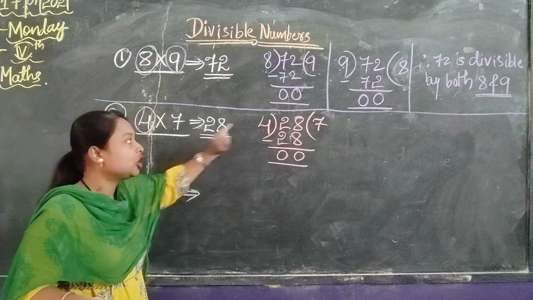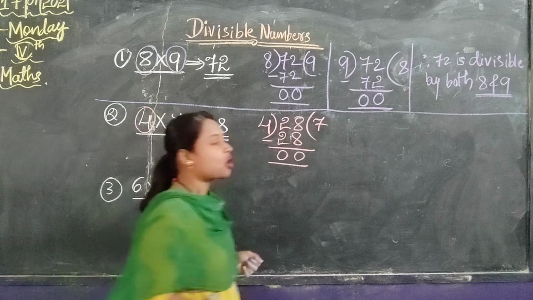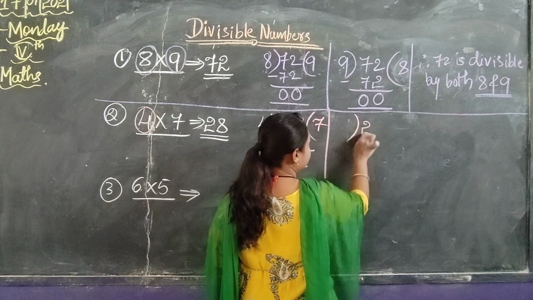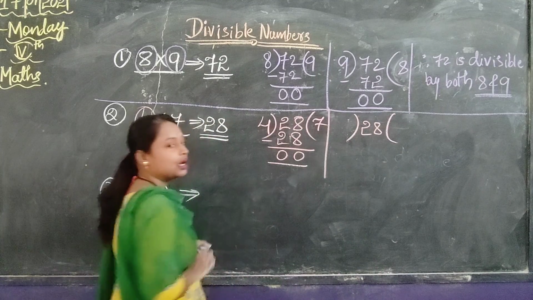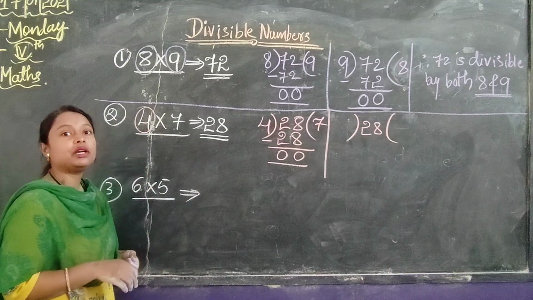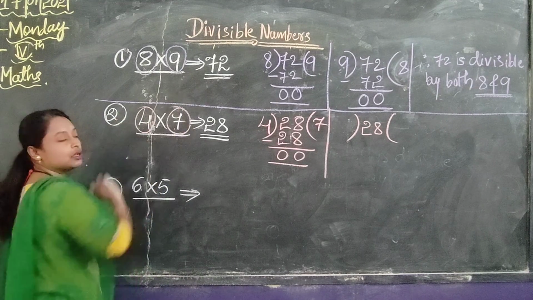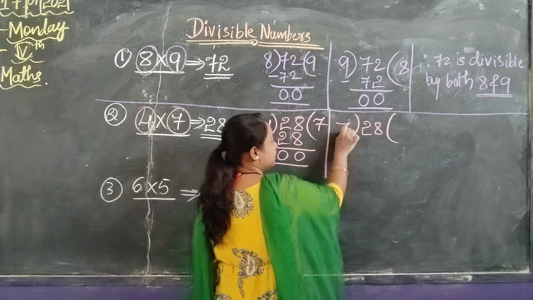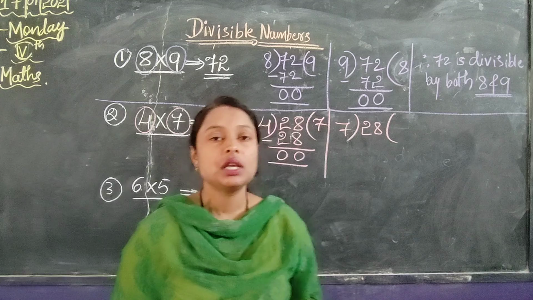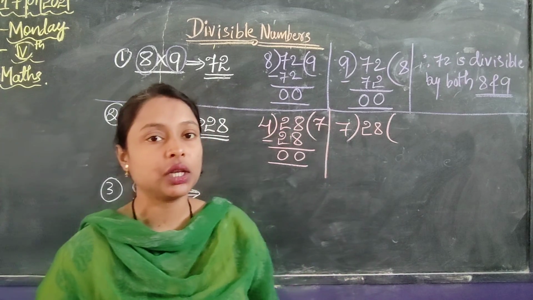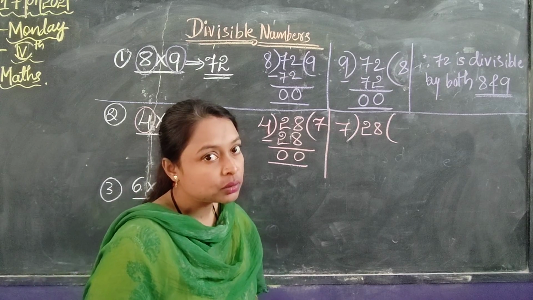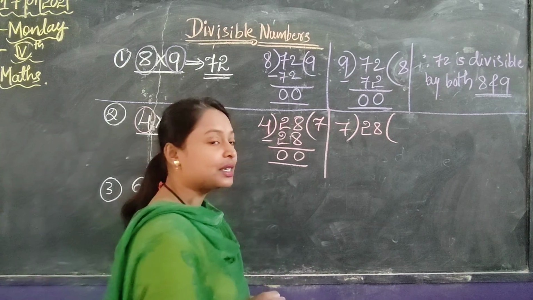Now we will check whether 28 is divisible by 7 or not. Again, I will take this 28 there. This time I will divide 28 by 7. So now we have to check, is there 28 in the 7 table or not? 7 ones are 7, 7 twos are 14, 7 threes are 21, 7 fours are 28. Yes, it is there.